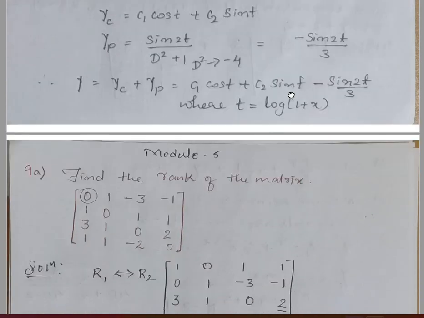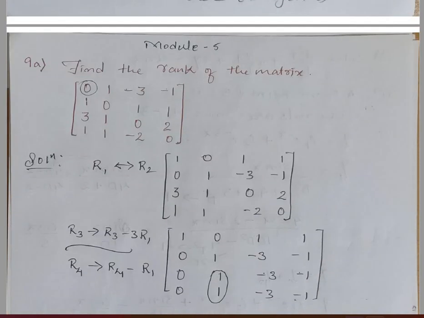So moving on to the last module, my dear friends. We are at the end of module 5. Find the rank of the matrix. Now in the given problem, the leading entry itself was 0. Always the leading entry should be non-zero. To make sure that it is non-zero, I am going to interchange R1 and R2. That is the first operation I have done.